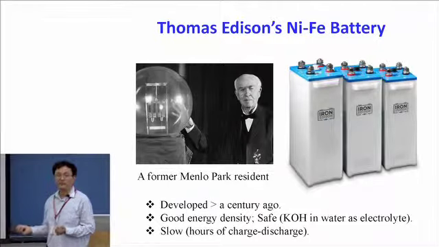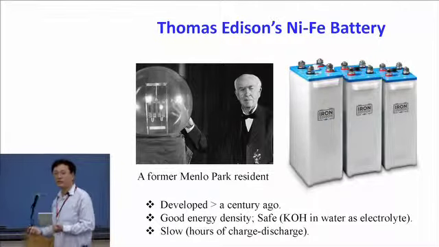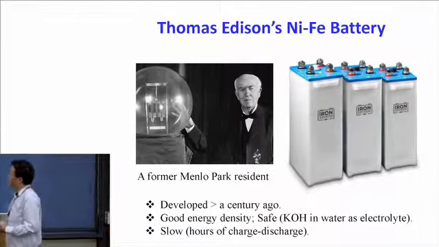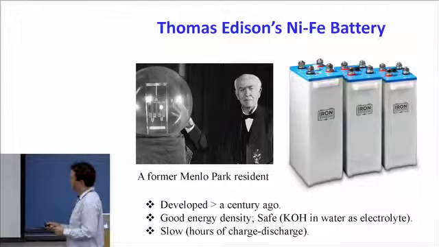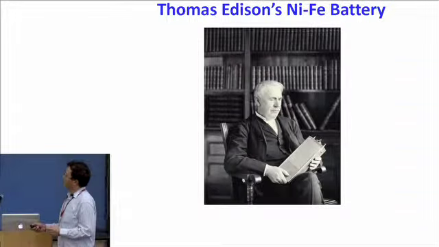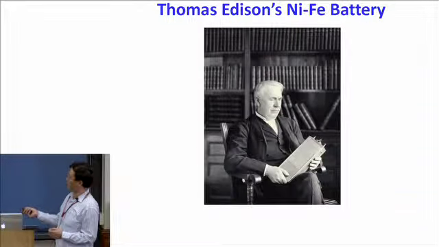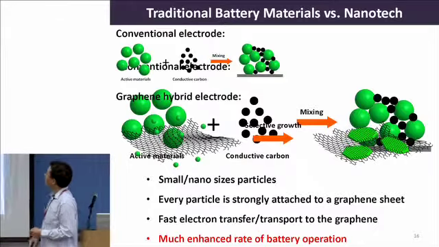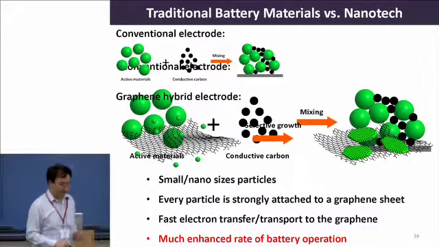And it's slow. It takes hours or even overnight to charge it. But that's about 100 years ago. And this is actually a photo of Thomas Edison with his favorite battery in his hand. Now, how did he make that battery?